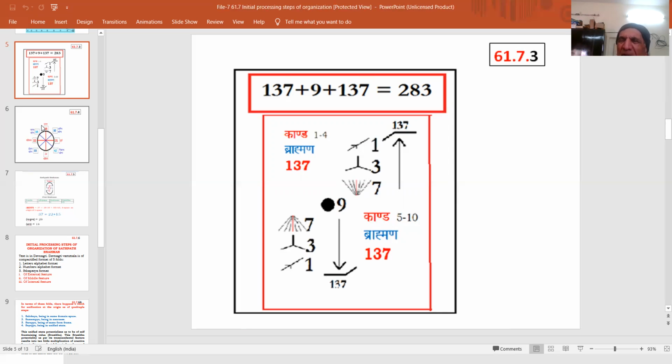The Sathpath Brahman is a scripture of 10 kandas. The same gets organized as 4 plus 6 equal to 10 format of the creative boundary. And the Brahmanas of the first 4 kandas are 137, and the Brahmanas of the last 6 kandas as well are 137.